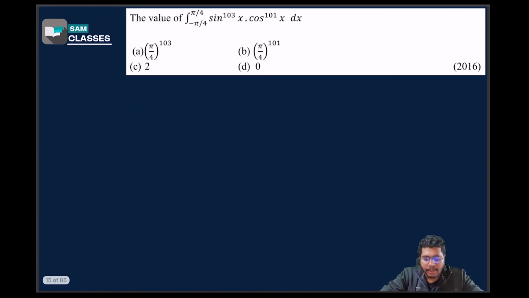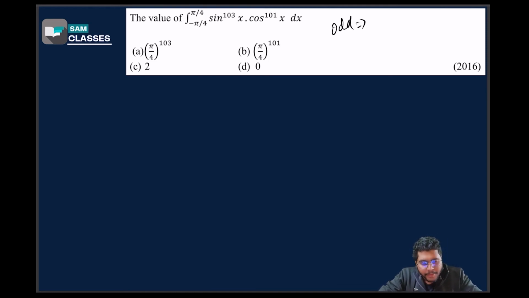Now, this question calls you to understand and remember one very, very important property. What is that property? Whenever I have a function, there are two kinds of functions which I was talking about in the first 2015 question. If you go through the 2015 analysis also, always one question comes from the odd or even function concept. What is an odd function? What is an even function?